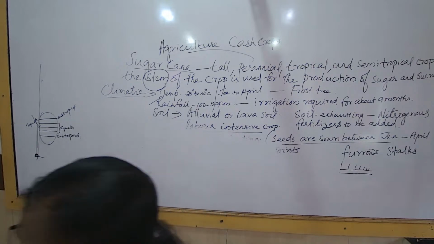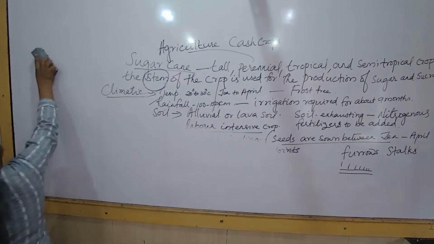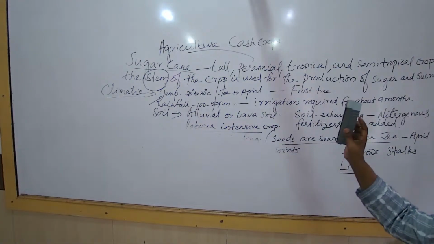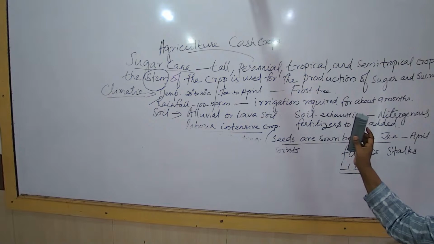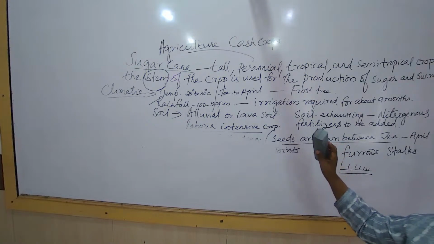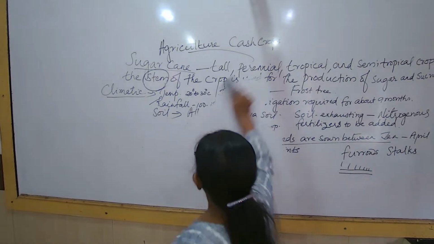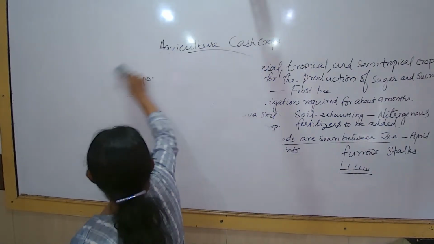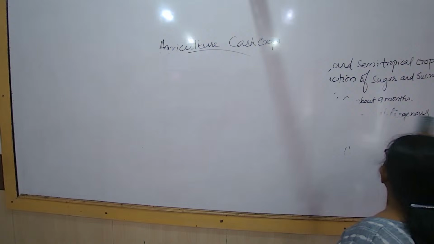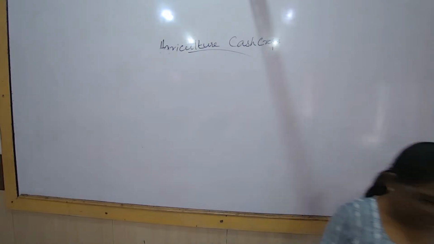Now you tell me which are the three methods of planting sugarcane? Sowing, then ratooning, and set. Yeah, setting. Set.